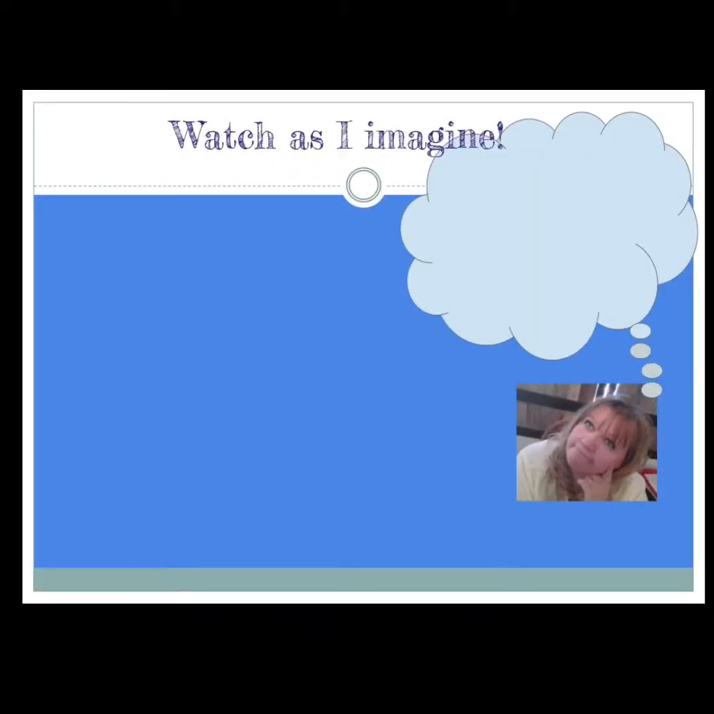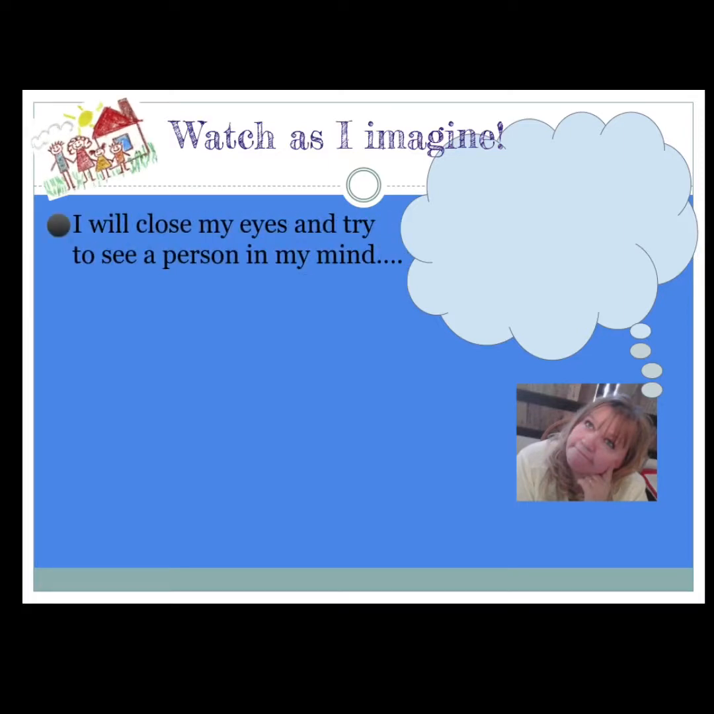Now watch as I imagine. I'm going to go through that process right here in front of you. I will close my eyes and try to see a person in my mind. A name I've always liked ever since I was a little girl is the name Gretchen. So my main character is going to be a girl named Gretchen. And I imagine that she looks like that.